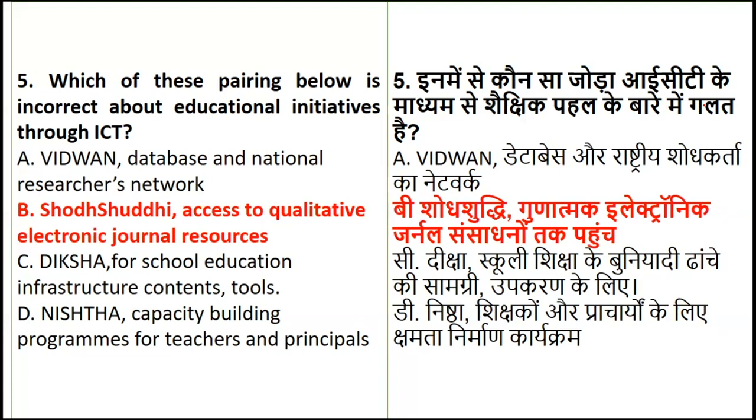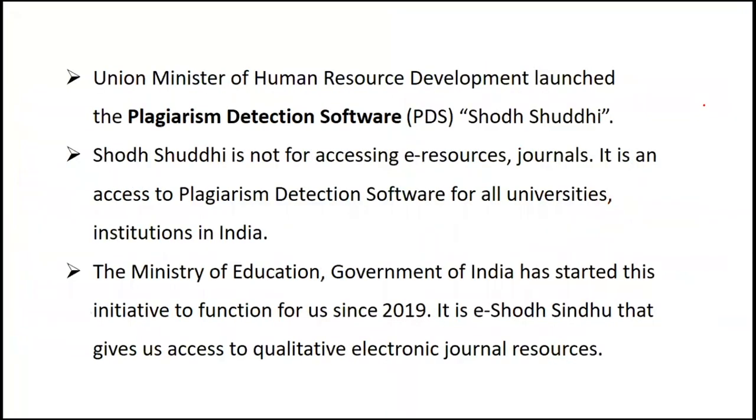So let's see. What is it telling? It is telling that it is access to qualitative electronic journal resources. But basically, Shuddhi is nothing but a plagiarism detection software, which was launched by the Union Minister of Human Resource Development. It is not for accessing e-resources or journals. It is a plagiarism software for all the universities in India. The Ministry of Education, Government of India, has started this initiative, functioning since 2019. It is the e-ShodhSindhu that gives access to the qualitative journal resources.